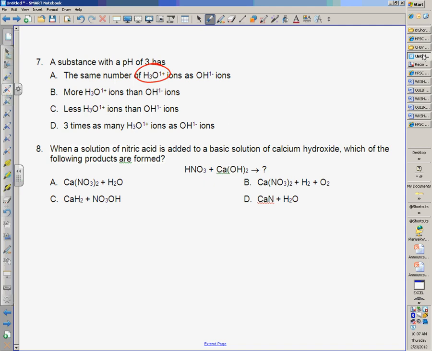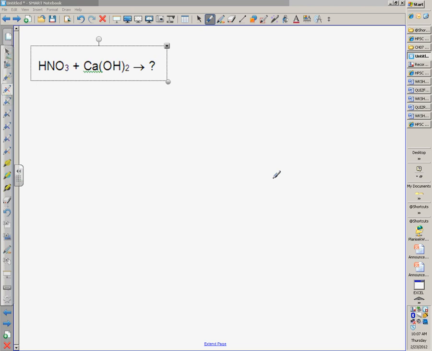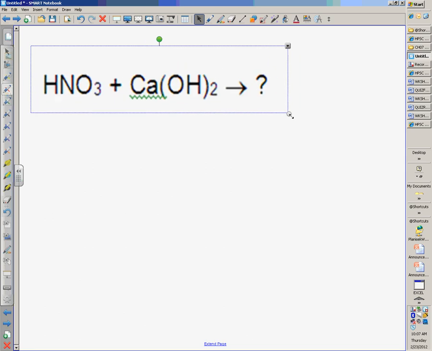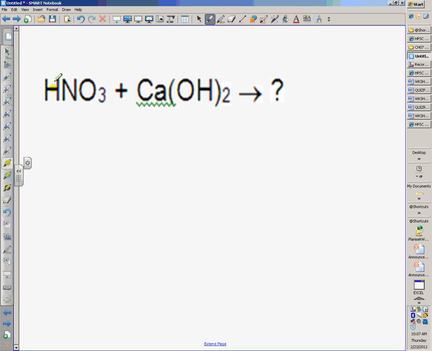If we take a look at the reactants for this reaction, here they are. The one on the left, HNO3, that's going to be your acid. I know that because it has an H in front of it. I think number 6 or number 7 says identify an acid from its formula, or something like that.